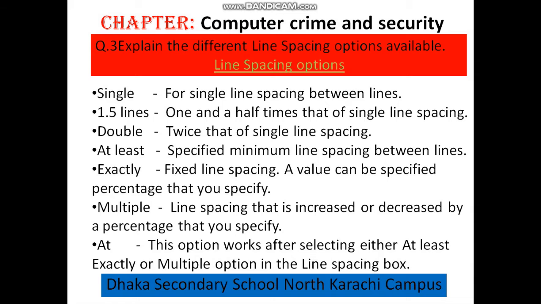At least specifies the minimum line spacing between lines. Exactly is fixed line spacing, where a value can be specified. Multiple line spacing increases or decreases by the percentage that you specify. The At option works after selecting either at least, exactly or multiple in the line spacing box.